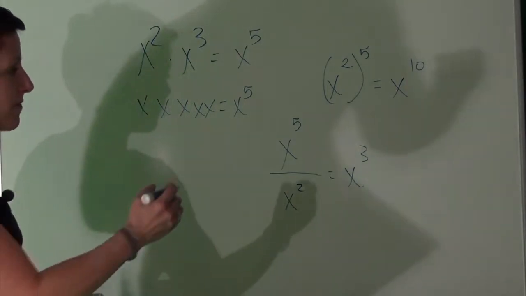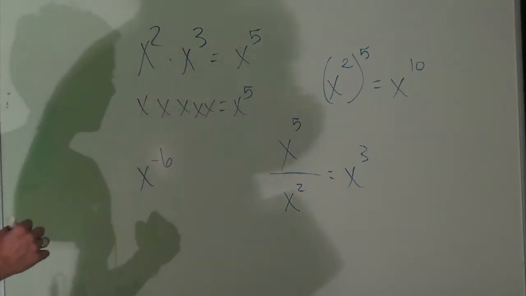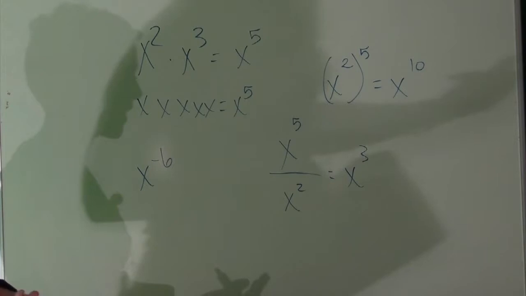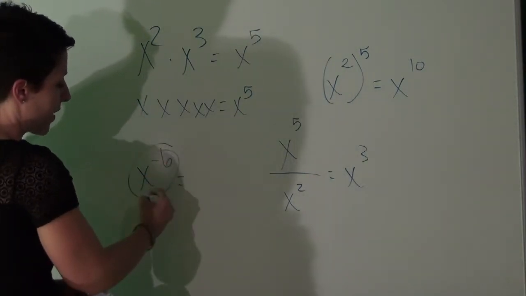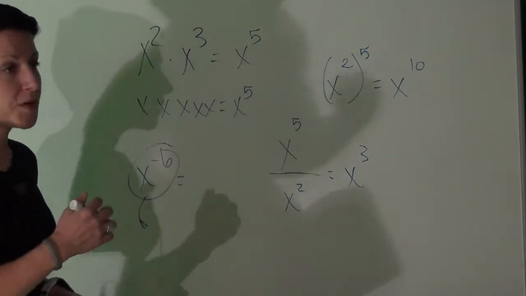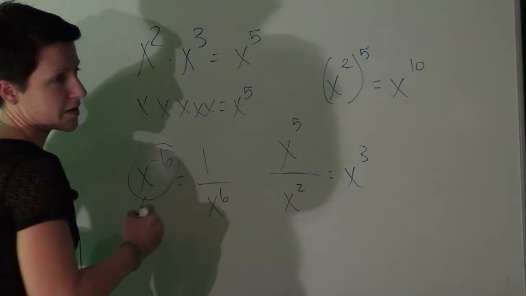What about when we have negative exponents? So if I had x to the negative 6th, that tells me that I need to change its location in the fraction. So in this case, it's going to move to the denominator of my fraction. So this is going to become 1 over x to the 6th.